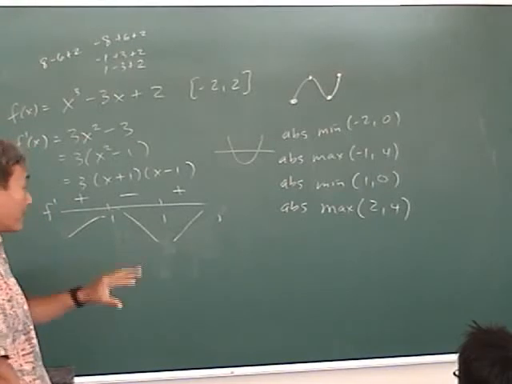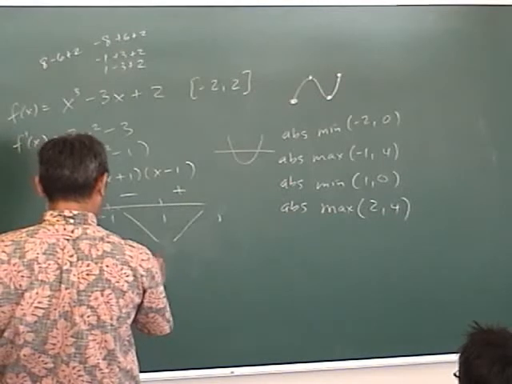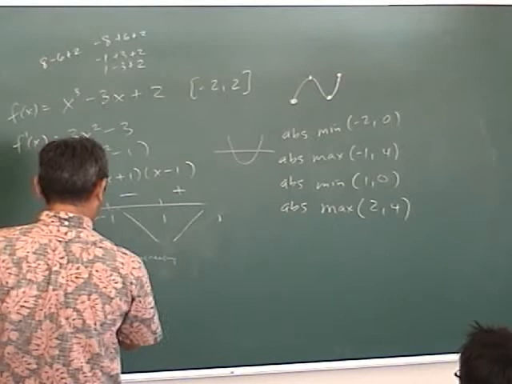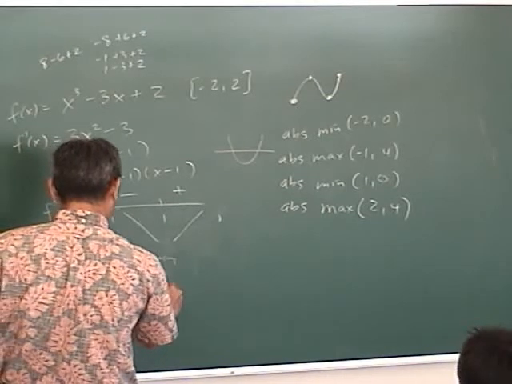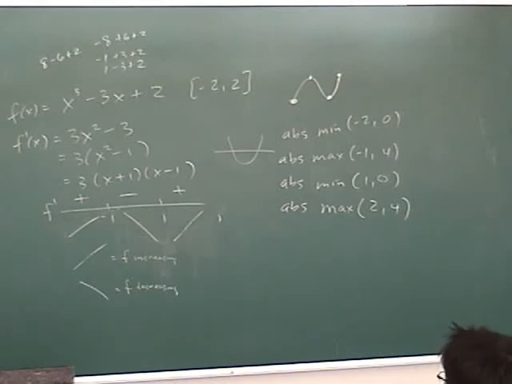So if on your paper you have this means f is increasing, and that means f is decreasing, then you can do that. No, but yeah, the AP. Yeah, so as long as you have a legend.